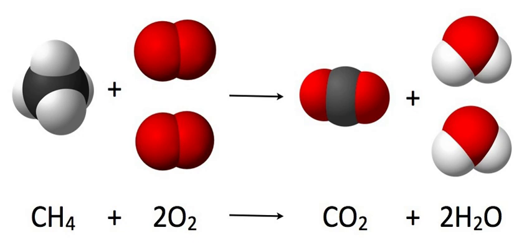Topic: limiting reagent and percent yield. The limiting reagent is the reagent that limits the amount of product that can be formed and is completely consumed when the reaction is complete. An excess reactant is a reactant that is left over once the reaction has stopped due to the limiting reactant being exhausted.